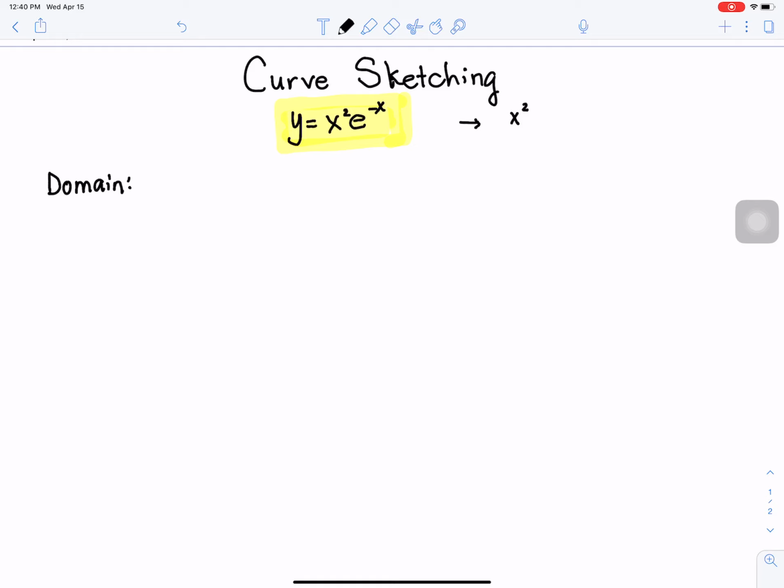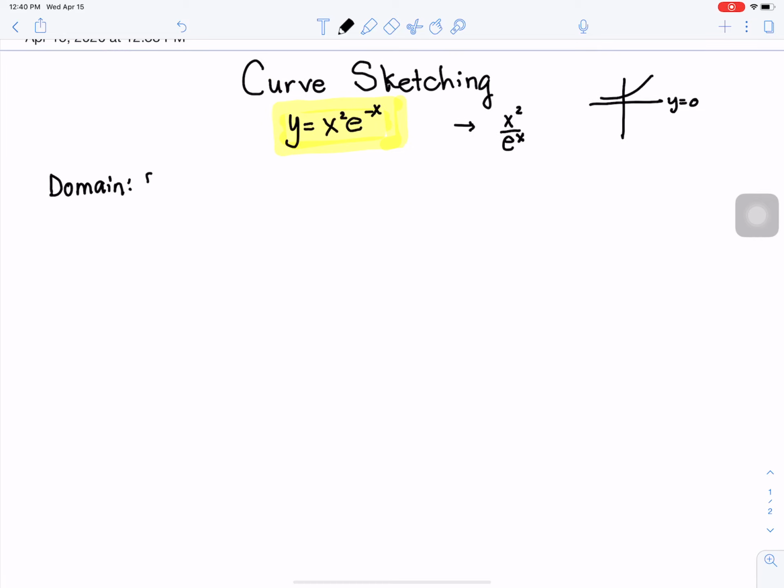If I rewrite this function with the e to the x on the bottom, we know that e to the x is an exponential function, kind of like the growth function, where the equation y equals 0 is a horizontal asymptote. So the function will never cross the x-axis, which is nice because that makes our domain the set of x such that x can be any real number. Okay, remember we're going to summarize our key information by highlighting it.